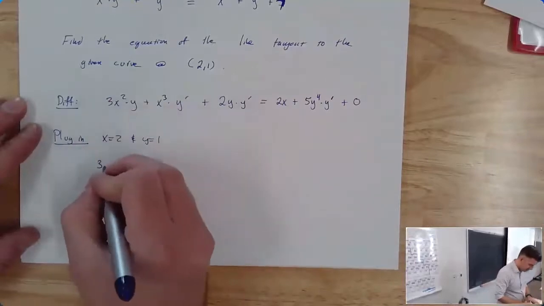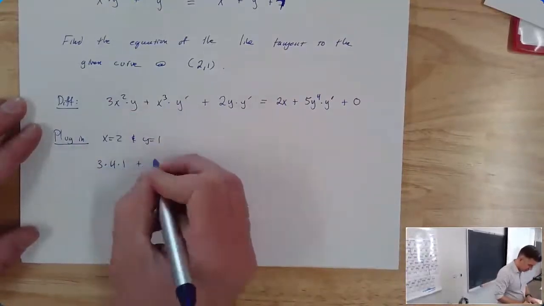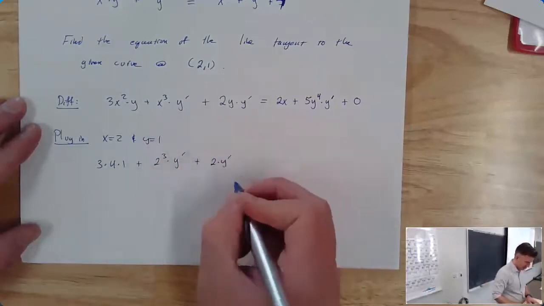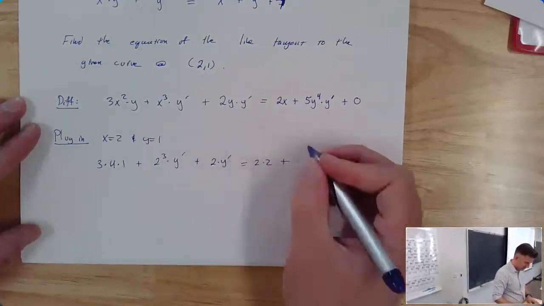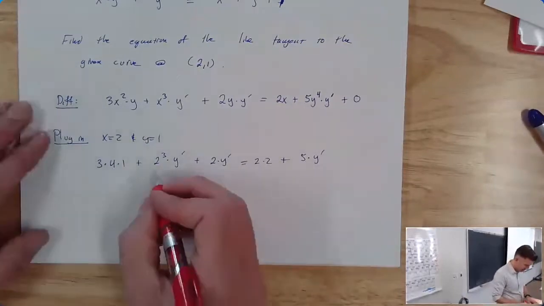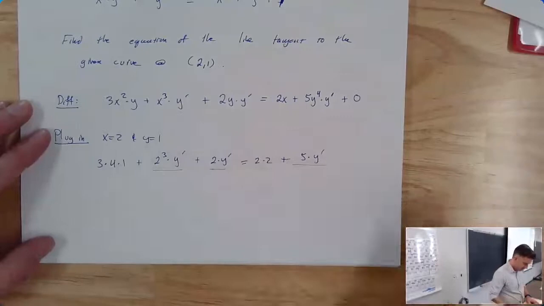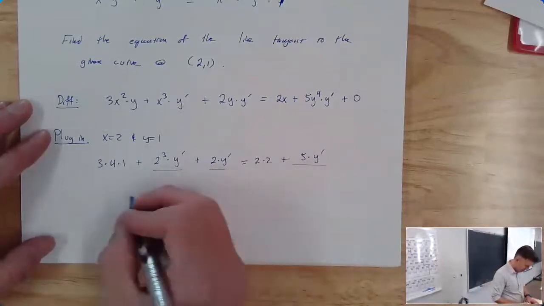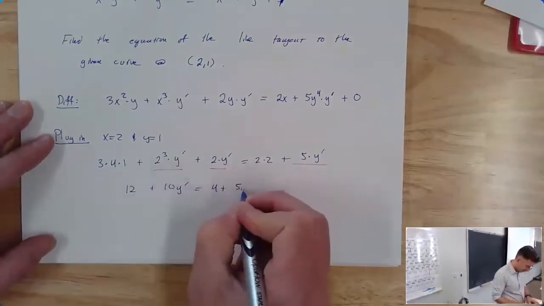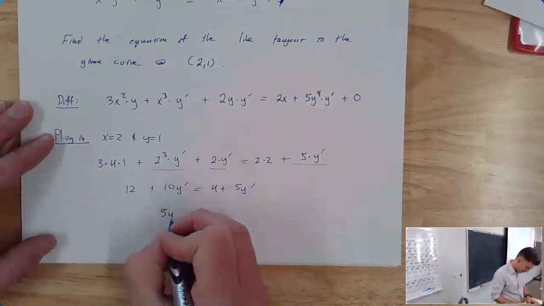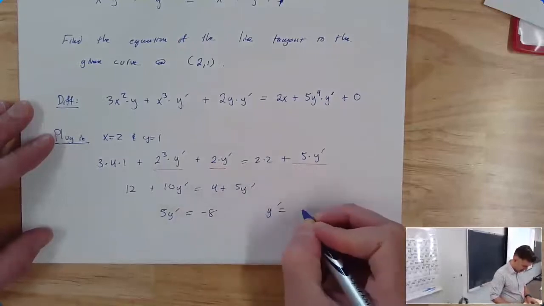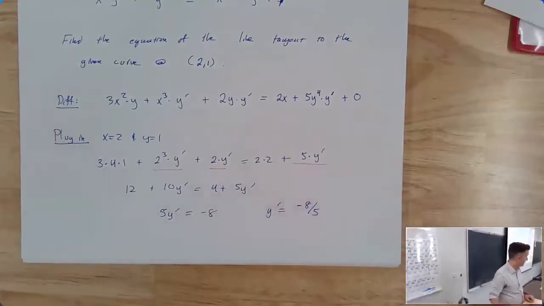I get 3 times 2 squared times 1 plus 2 cubed times y prime plus 2 times 1 times y prime, equal to 2 times 2 plus 5 times 1 to the 4th times y prime. And now solving for y prime is pretty not terrible. Let's see, I've got 8y prime plus 2y prime is 10y prime. Sorry, I should just say 12 plus 10y prime equals 4 plus 5y prime. And then bringing the y primes to the left, I've got 5y prime. Bringing the other stuff to the right, I've got 4 minus 12. So the slope of my tangent line at that particular point is -8/5.